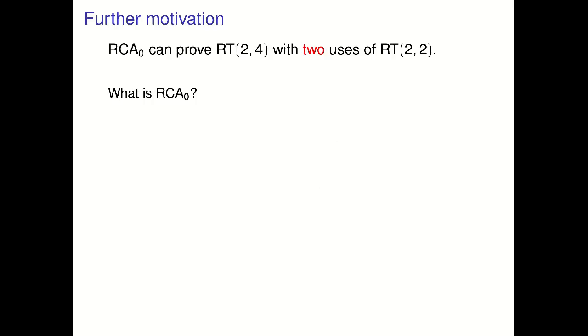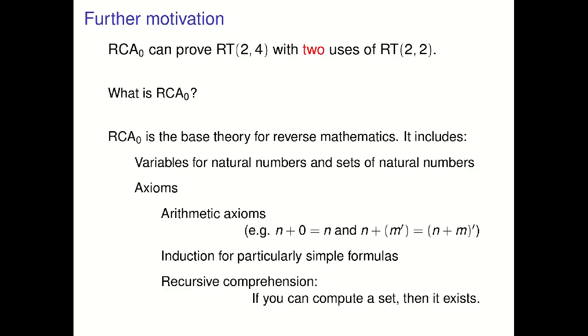And one thing that has been known for a long time is you can certainly prove Ramsey's theorem for pairs in 4 colors with 2 applications of Ramsey's theorem for pairs and 2 colors. And you can carry out that proof in RCA naught. It's actually very, very straightforward. So now the natural question is, what do you mean by RCA naught? That's the base theory for this program of reverse mathematics.